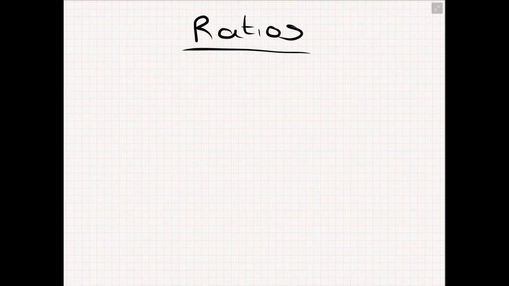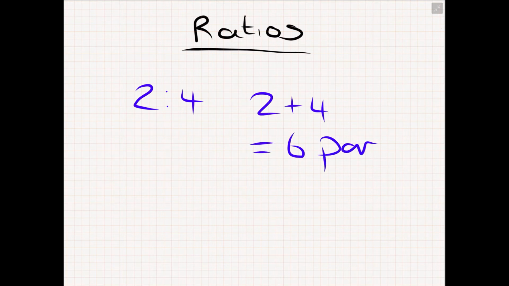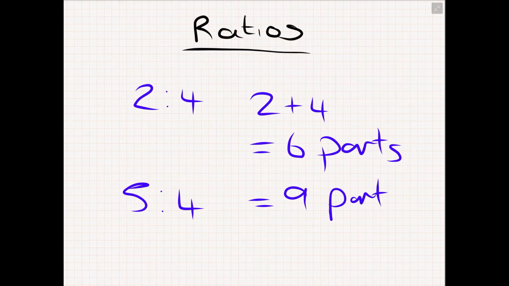So for example, if you consider something is divided up into the ratio of 2 to 4, then we can say that the total thing, if you like, consists of 2 plus 4, which equals 6 parts. The same item could also be broken down into the ratio of 5 to 4, in which case this would consist of 9 parts. Obviously the item is still the same size, but in the first example we've divided it down into 6 parts, and in the second example 9 parts.